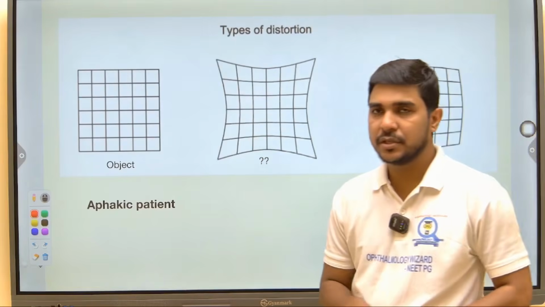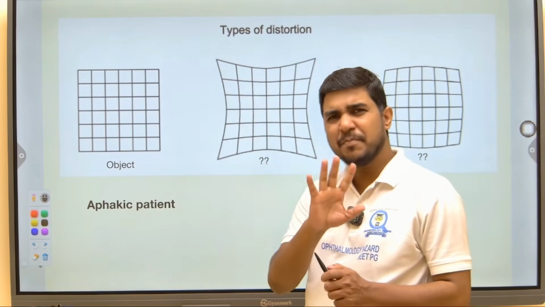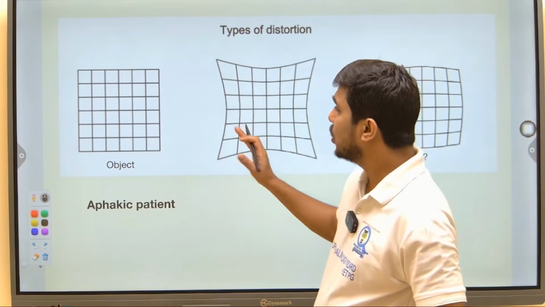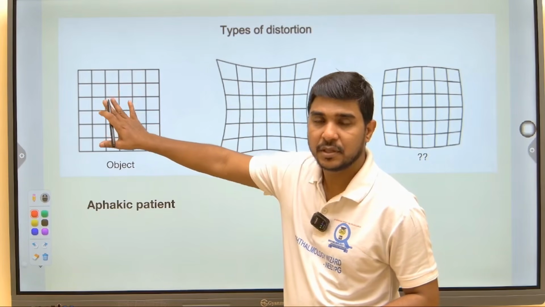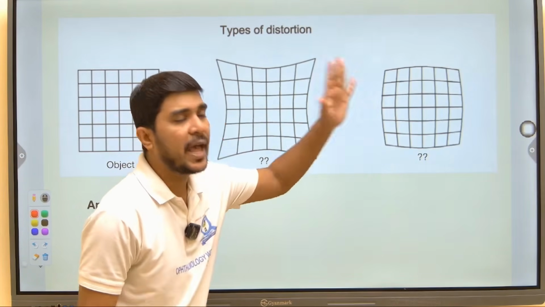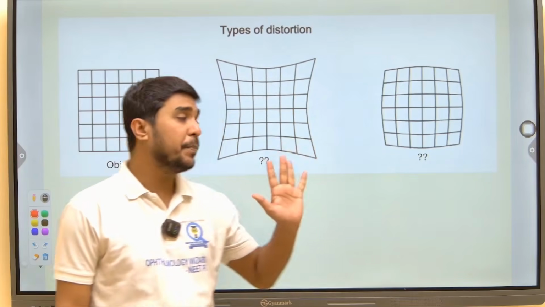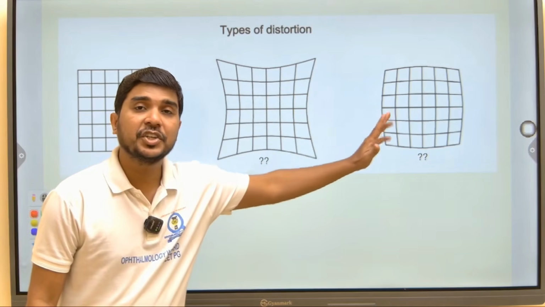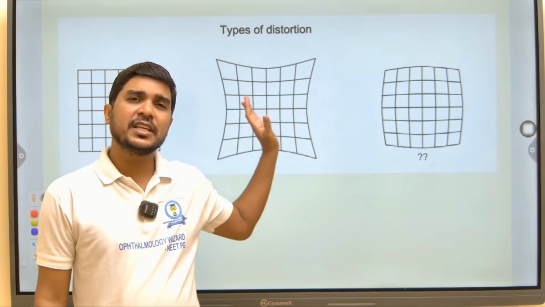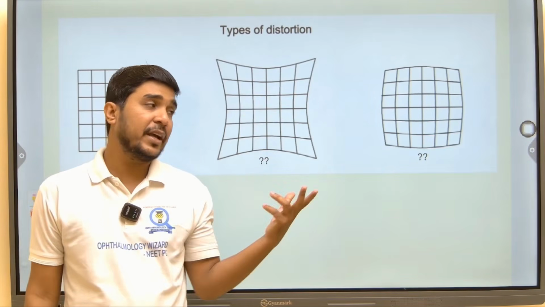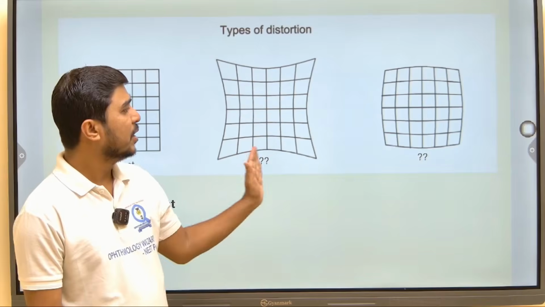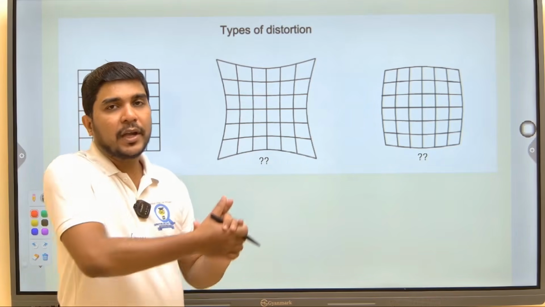Coming to the next image, a very important one. This is the normal object. A normal person can see this object. But these two are abnormal objects, abnormal perception. A different patient will see this normal object like this or this. Now you have to identify what type of distortion these both are. Okay, let me tell you.